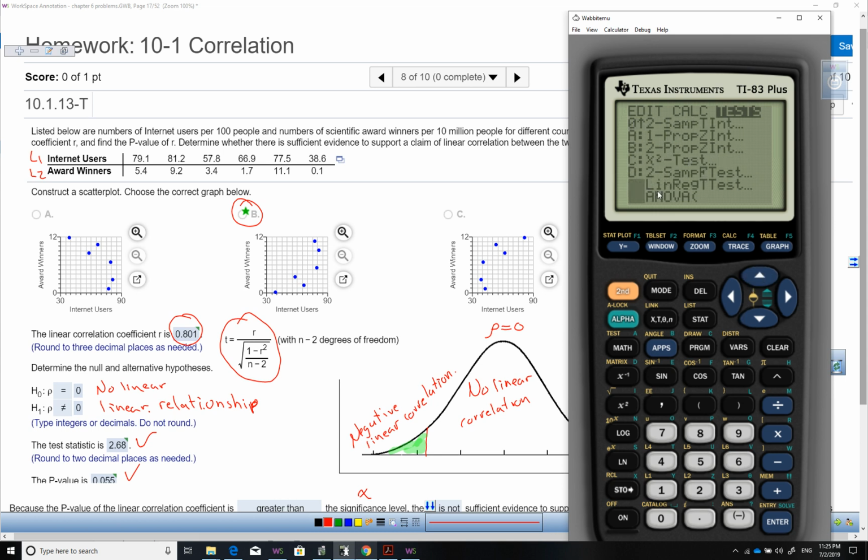Up again. You see linear regression t-test. Okay, so press enter here, and of course x list is going to be L1, y list will be L2. The alternative hypothesis is different than 0, like here, and we press calculate, and that's how we obtain that test statistic real fast without using the formula.